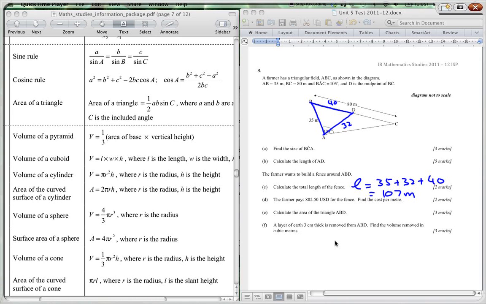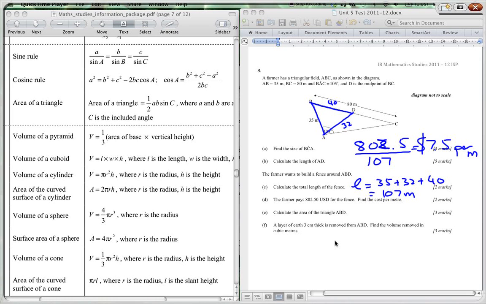And then it says the farmer pays $802.5 US for the fence. Find the cost per meter. So if it's $802.5 for the whole fence, if I divide by the length of my fence, that will give me a cost per meter, because this 802.5 is for the total cost. So I divide 802.5 by 107, and I get $7.5 per meter for that.